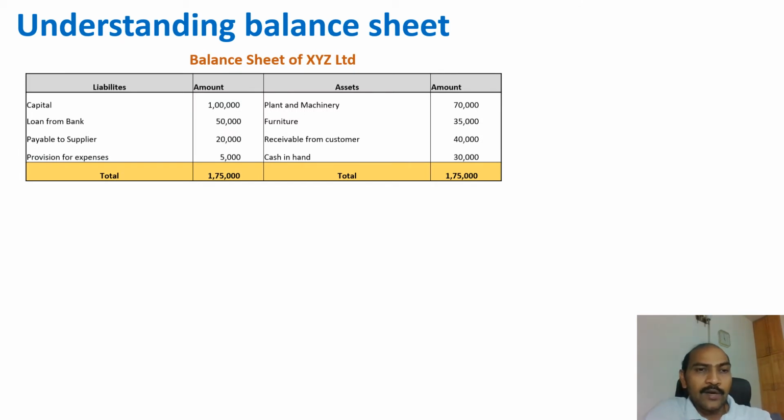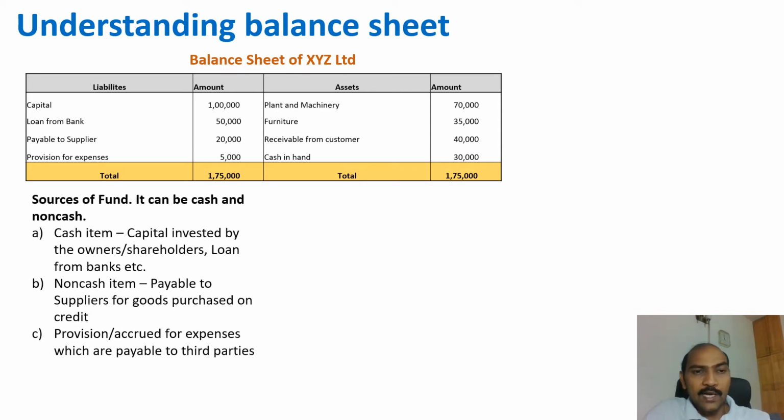This is a draft balance sheet. Here we have liabilities: capital, loan from bank, payable to suppliers, provision for expenses. On the other side, you can find assets: plant and machinery, furniture, receivable from customers if you sold any item on credit, and then cash in hand. What is the meaning of liabilities? Liabilities are generally the source of funds, by cash or non-cash. This is the maximum the company has as resources to spend.